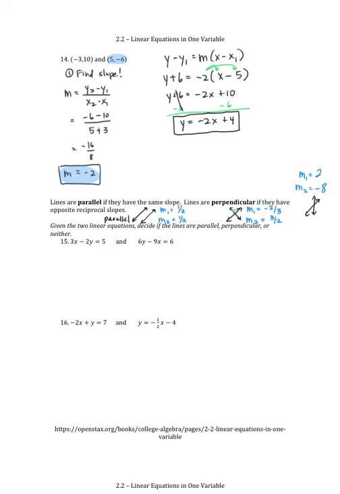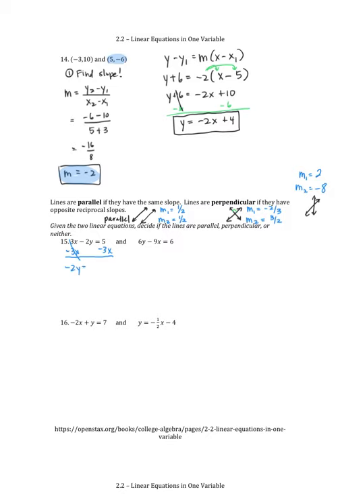So let's look at what we're going to do with that information. Given the two linear equations, decide if the lines are parallel, perpendicular, or neither. What they're really asking you to do is look at the slopes and compare the slopes. So in order to compare the slopes, we need to get it in slope-intercept form. So we're going to start by subtracting 3x from both sides. Remember, that means we want to get the y by itself.